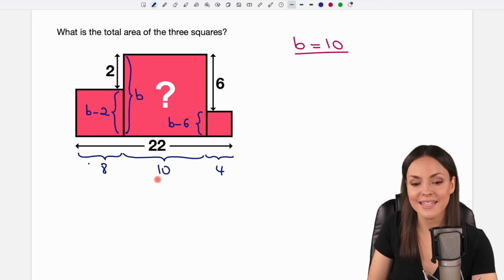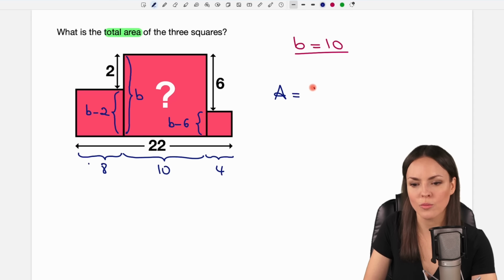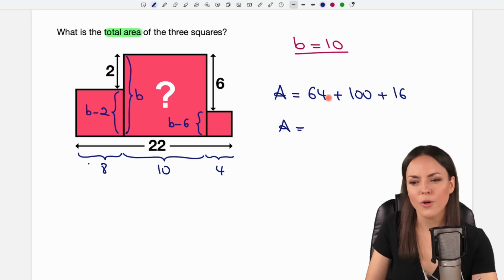We have the lengths of the sides of our squares, so let's calculate the total area of all the three squares. The area of our first square is 8 times 8, so 64. Plus the area of our big square, 10 times 10 equals 100, plus the area of our tiny square, 4 times 4 equals 16. If we add this, 64 plus 16 maybe first equals 80, plus the 100 equals 180 in total.